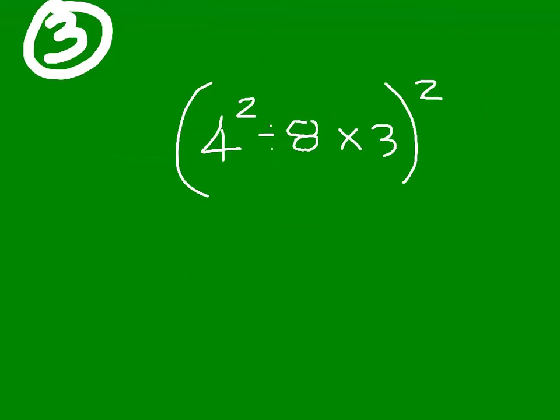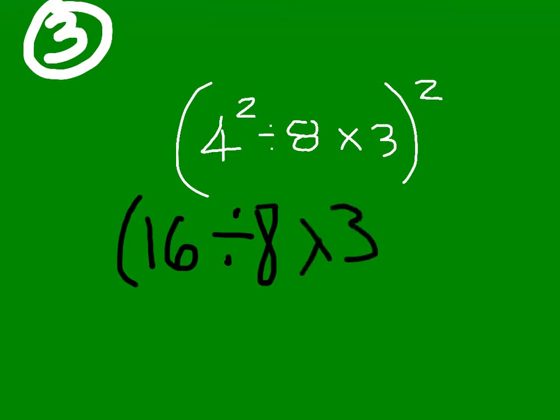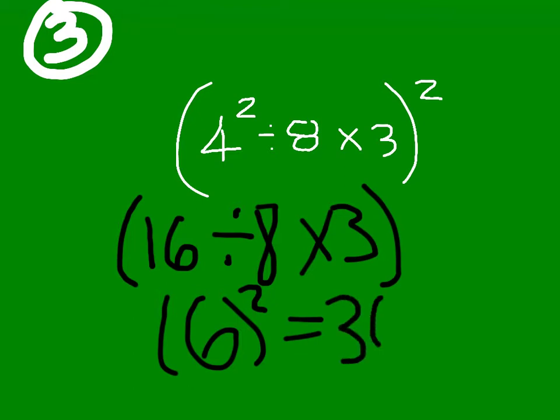Wait a second, I did that wrong, didn't I? You said 1 plus 1. Maybe I can do this one. Okay, number 3. So for this we want to do 4 squared is 16. Divided by 8 would make it 2, and 2 times 3 would make it 6. Oops. And 6 squared is 36.